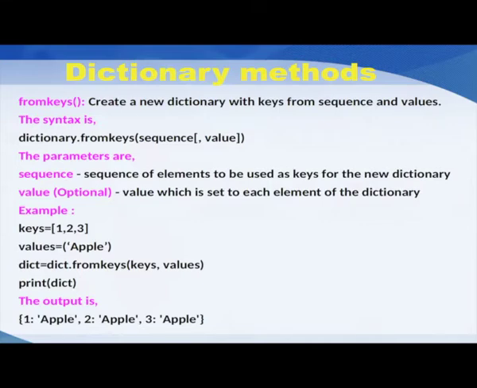Consider an example. We have a list called keys with the values 1, 2, 3, and I have another variable, values, a tuple which has only one item, apple. Suppose we use these two to make a dictionary, we use dict dot fromkeys, keys comma value. So, keys will be 1, 2, 3, where the value will be apple, which gets repeated for all the keys. So, when you print the dictionary, you get the output as you are seeing.